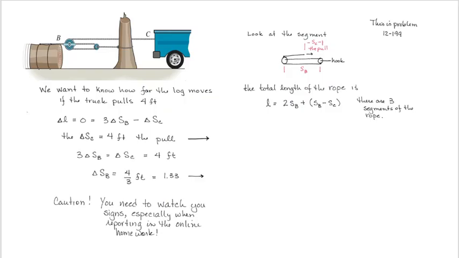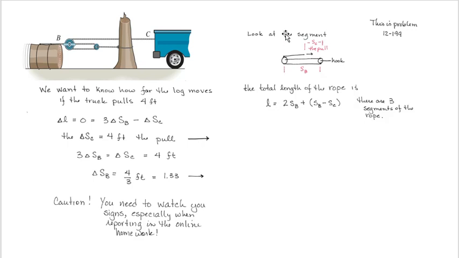In this first example, which happens to be problem 199 in the textbook, we've got a truck that's going to be pulling a log towards a tree. And we're going to use a pulley system. We want to know how far the log moves if the truck moves 4 feet. So we want to look at the segments. That's exactly what we have to do: we have to break this up and look at our segments.